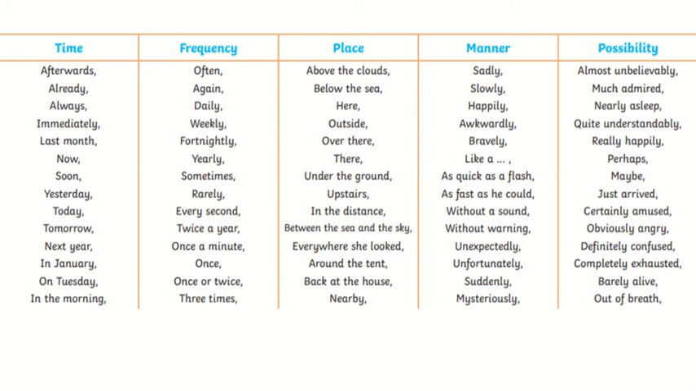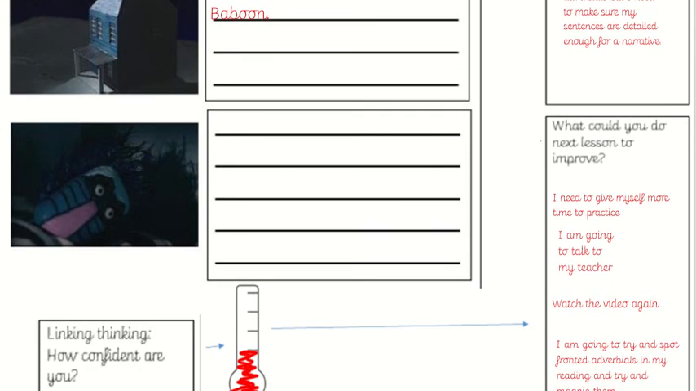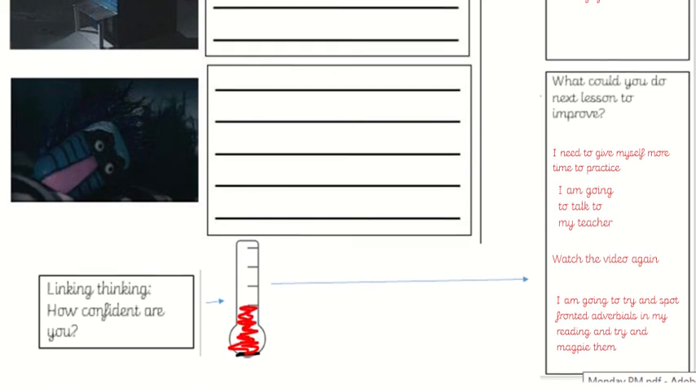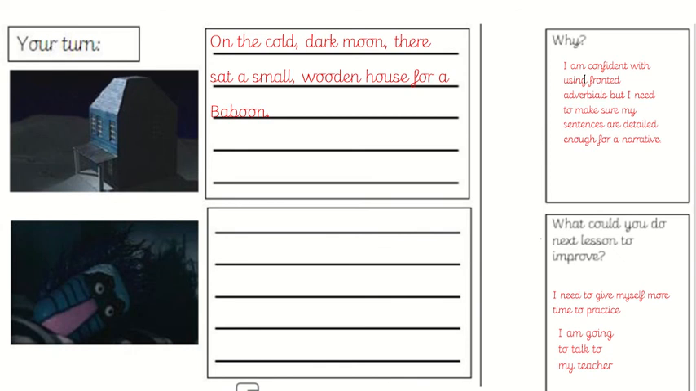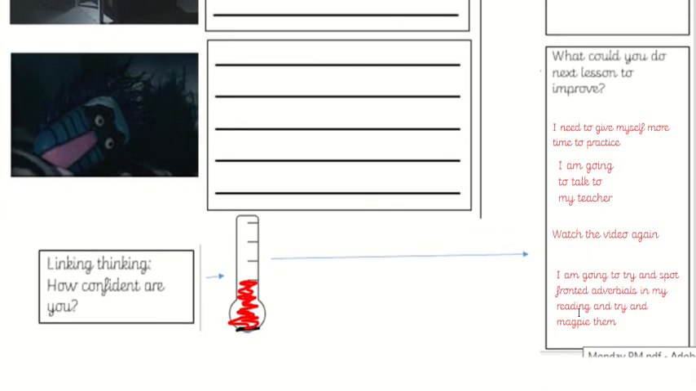So remember, your task today is as follows. Write descriptive sentences using fronted adverbials for both pictures, so about the very beginning, spotting the house, and the baboon waking up. Then tell me how you're feeling, how confident are you? Colour your thermometer in. Then tell me why. So like I've put, I'm confident with using fronted adverbials, but I need to make sure my sentences are detailed enough for a narrative. What could you do next lesson to improve? There are 4 ideas there. If you can't think of your own, then please magpie one of them.